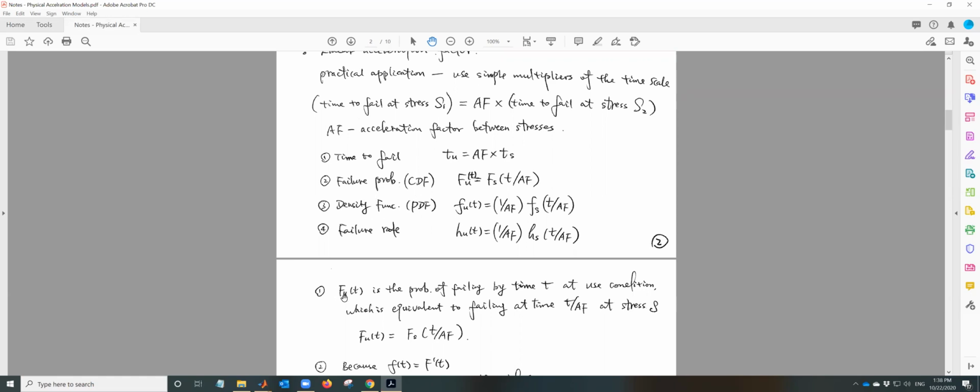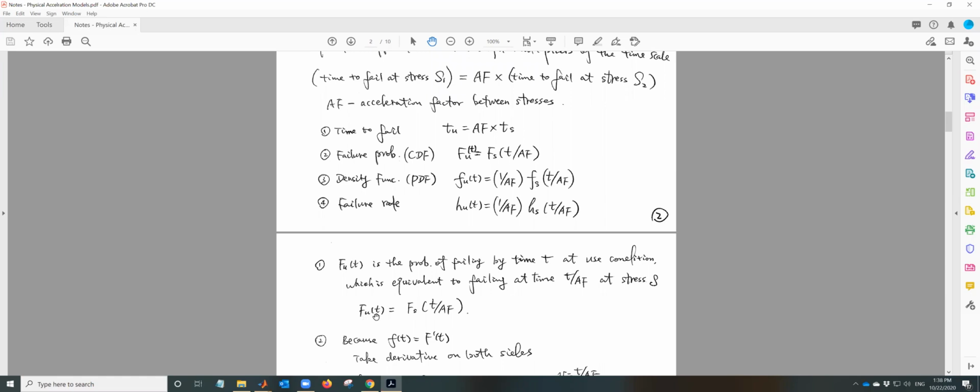Now let's look at the CDF function. F_U(t) is the probability of failing by time t at a use condition, which is equivalent to failing at time t over AF at stress S. The subscript u denotes use condition, and s denotes stress condition. For the same time t at use condition, under stress it happens much faster, so we use t over AF, because this is a smaller time. This is the relationship of the CDF function. Originally, the part is going to fail at time t, but under stress it happens much faster, at time t divided by AF, that is accelerated.